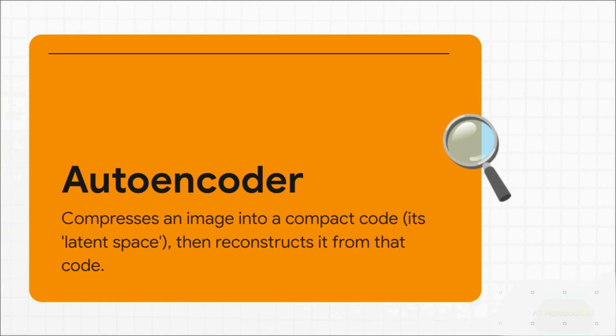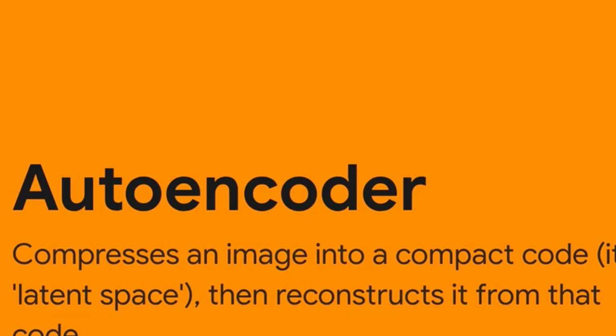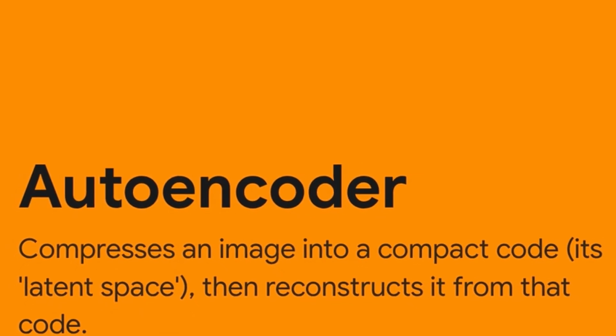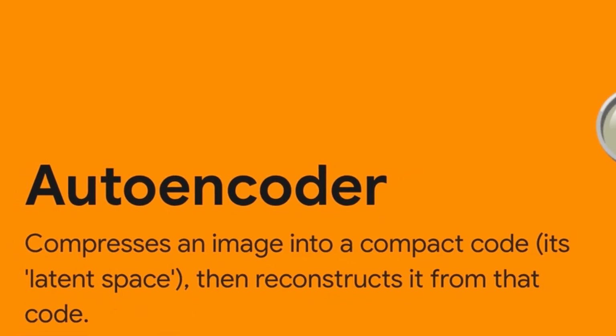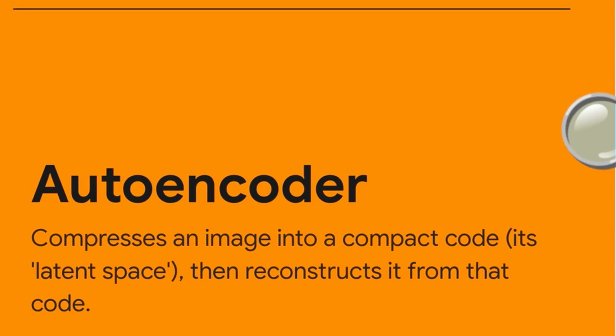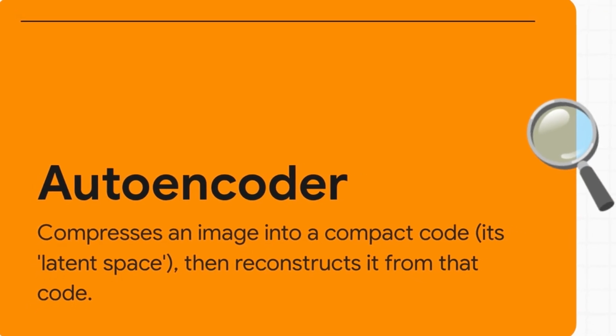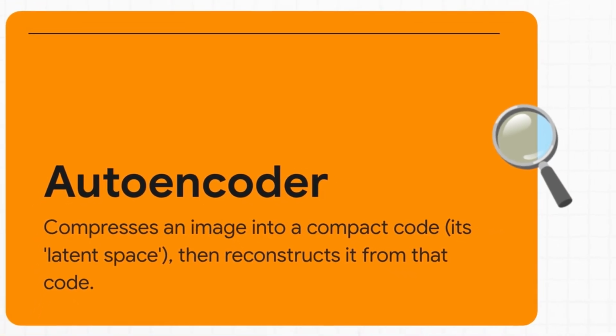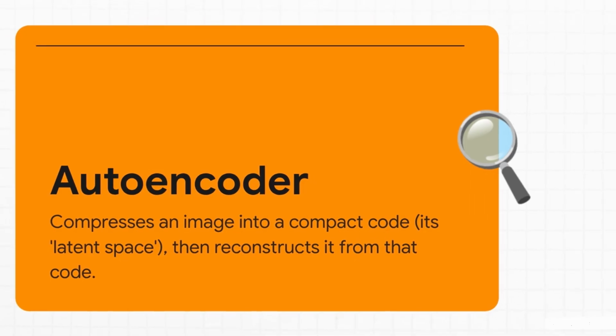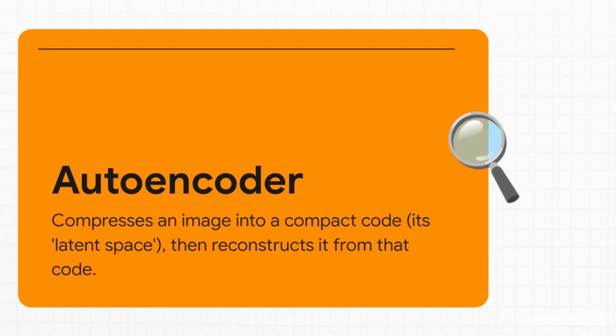So picture an autoencoder like a super advanced photocopier. First, it takes a beautiful high-res image and shrinks it down into a really compact code. That's its latent space. Then, a second part of the machine tries to perfectly rebuild the original image using only that tiny piece of code. Now, the quality of that compressed code is absolutely crucial for everything the AI does next.